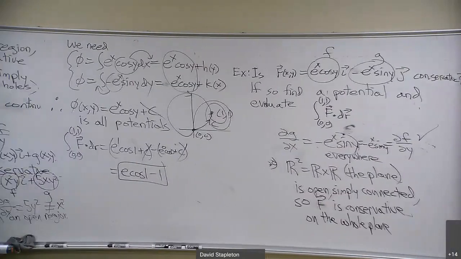So when you circled the e to the x cosine y at the top, is it basically you're trying to find what they share in common? Yeah. And then determine it? Okay. Yeah.